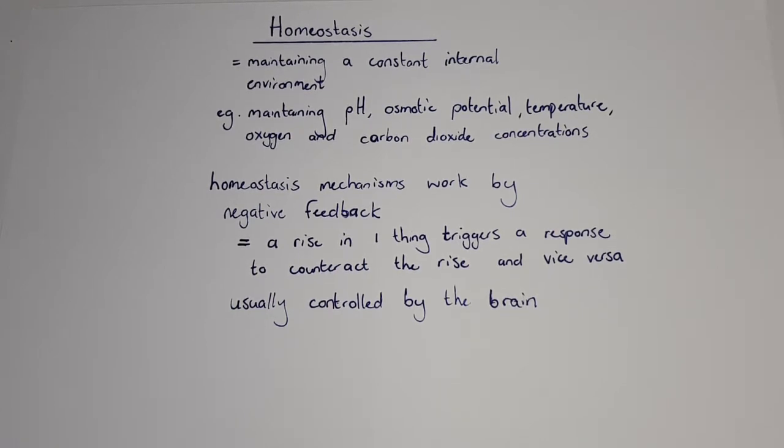So a negative feedback means that when one thing rises, it triggers the response to counteract that. Okay, so for example, when your body temperature rises, it triggers a series of responses to lower the body temperature, and as soon as that gets lowered, it then triggers the mechanism to stop. Okay, so they always work counteracting each other, because when one thing gets too high, we are going to have a mechanism that's going to lower it, and then as soon as it gets low, it's going to stop that mechanism. And that's always usually controlled by the brain.